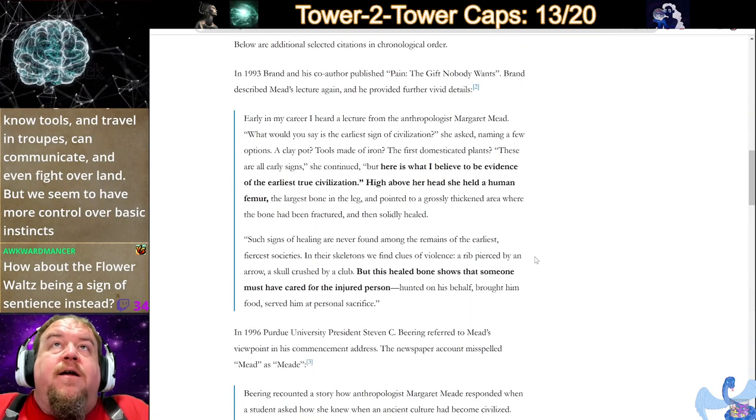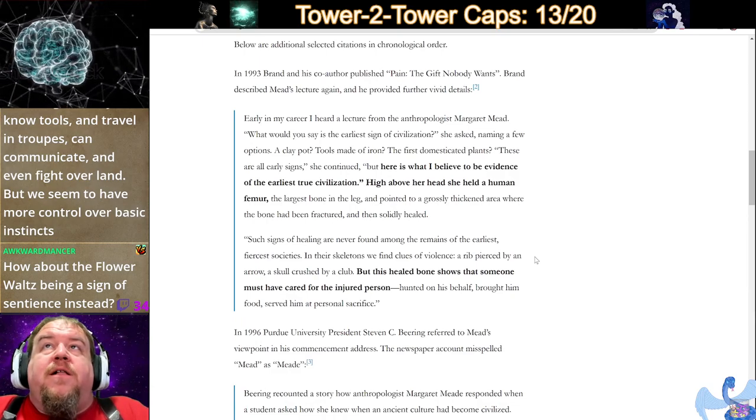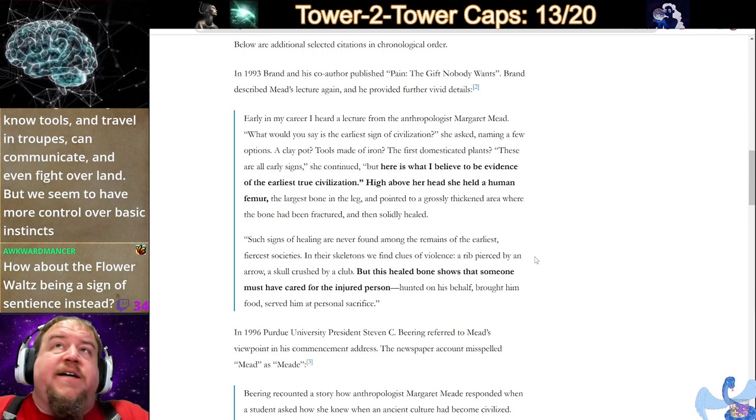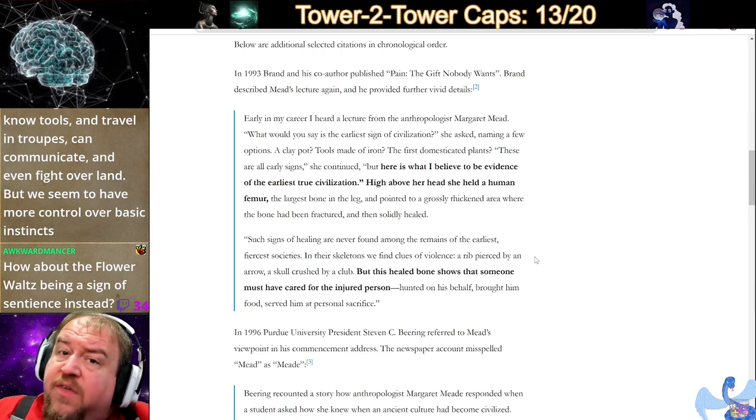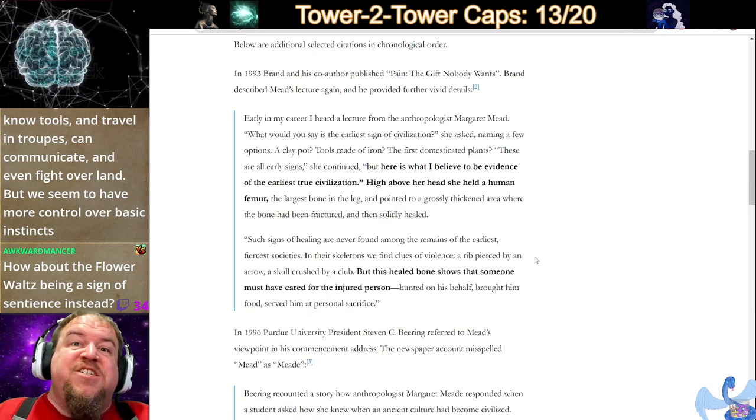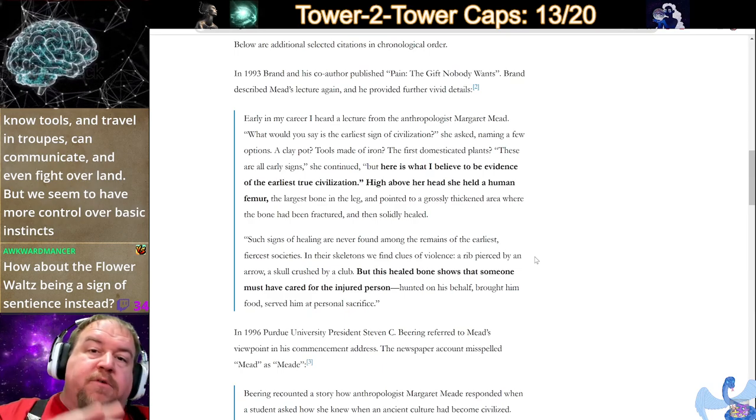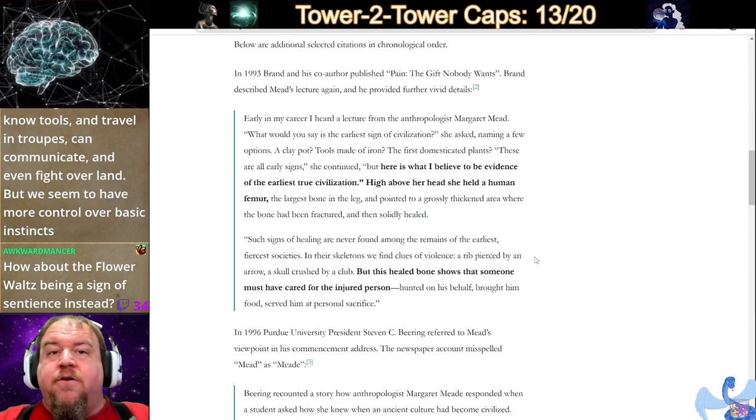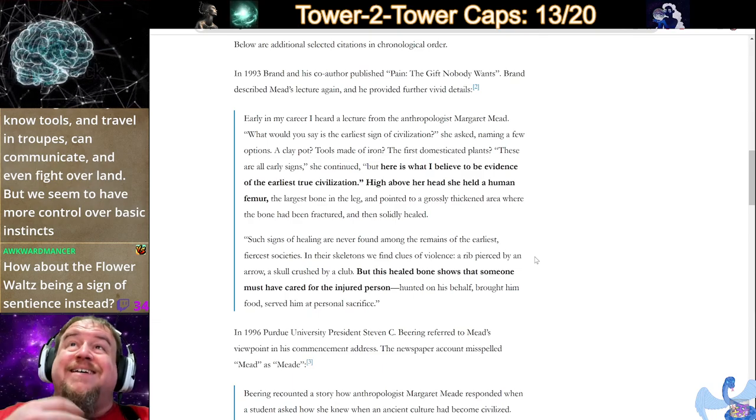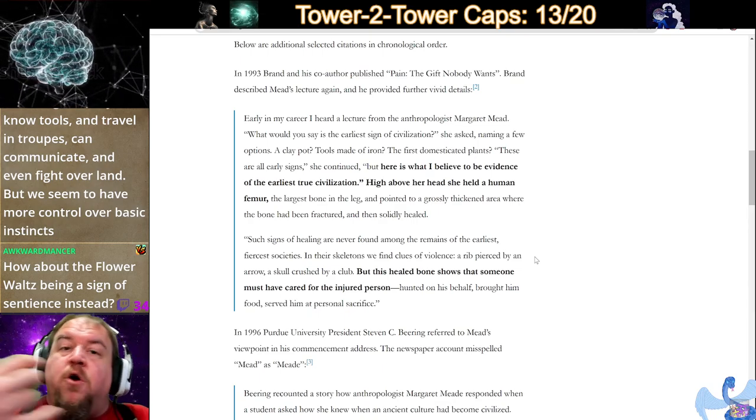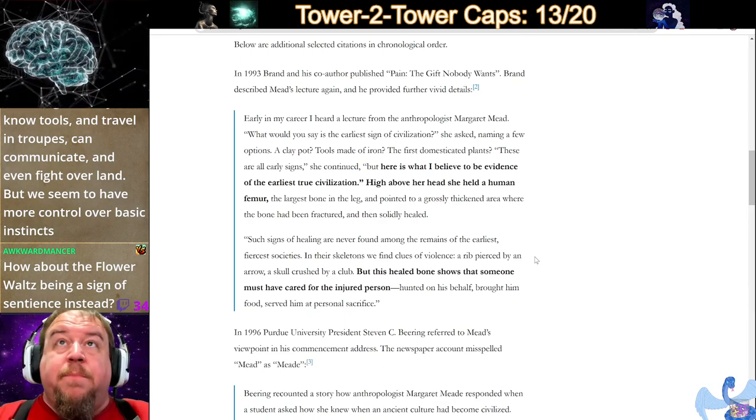Early in my career, I heard a lecture from the anthropologist Margaret Mead. What would you say is the earliest sign of civilization? And civilization, I think, is a mark of an intelligent species. Now, the advancement of it, do they have electricity? Are they working with bronze or steel or iron or stone or whatever? It's still a civilization. And there in the heap paradox, we don't know where it happened, but it finally became the heap.